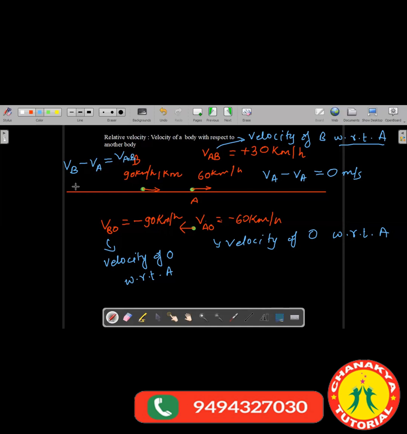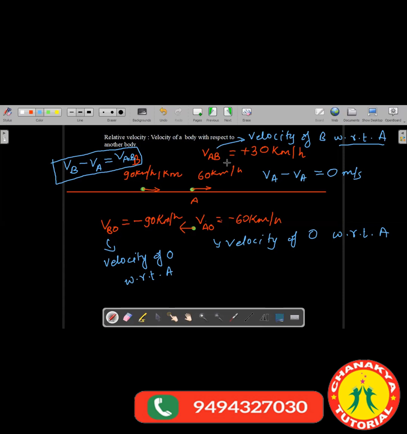So if you are asked the relative velocity of a substance with respect to another, you can apply the definition like this. Subtract the velocity of the object with respect to which you are observing. Have you got this? Understood? This one? Understood this? Yes, sir. Okay.